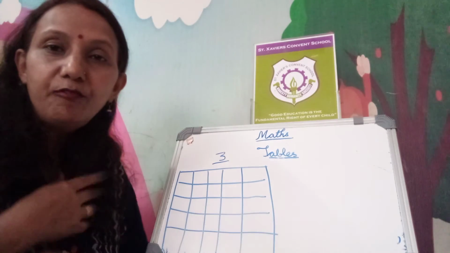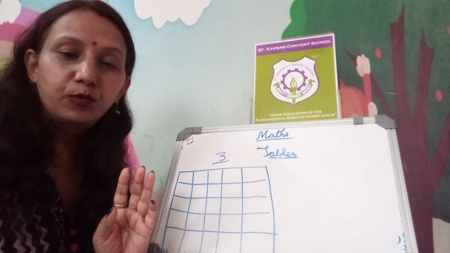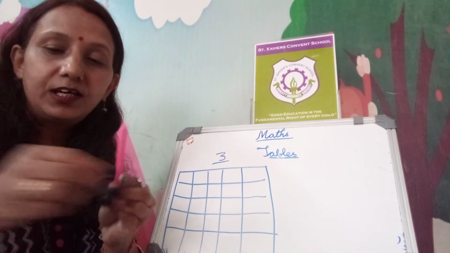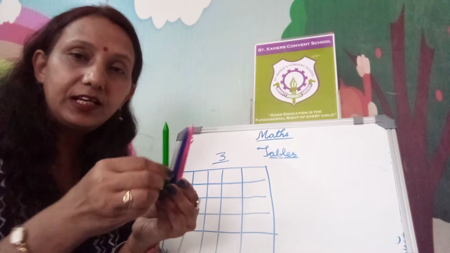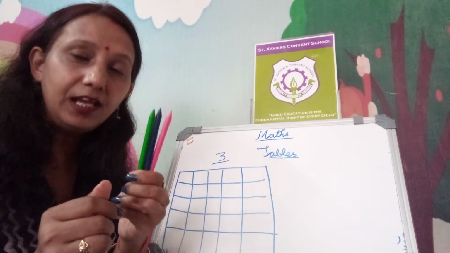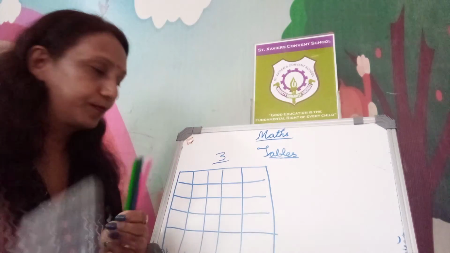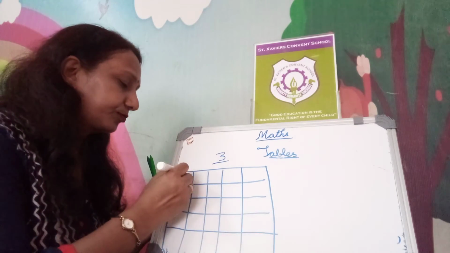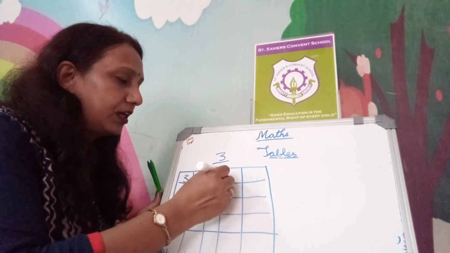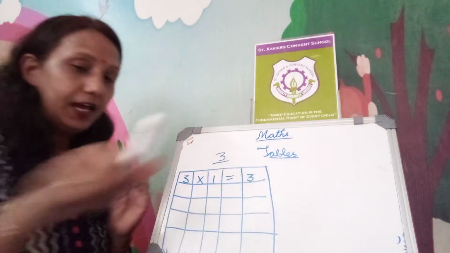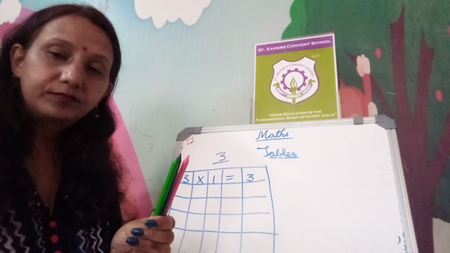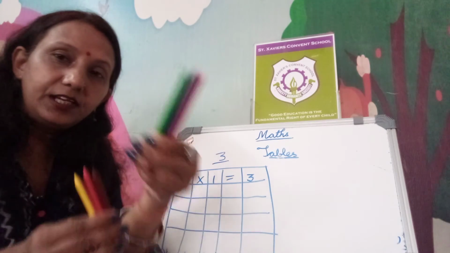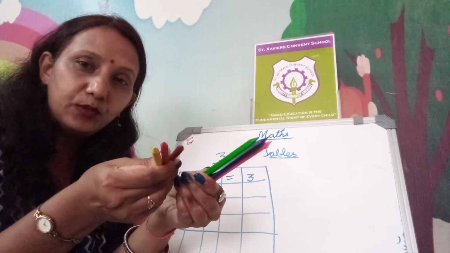Just see how we will learn the multiplication table of 3. 1 2 3. How many colors? 3 colors. One time you take 3. 1 is 3. Just write here 3. 1 is what? 3. And we have taken 3 two times. 1 2 3 one time, 1 2 3 two times. Add it.